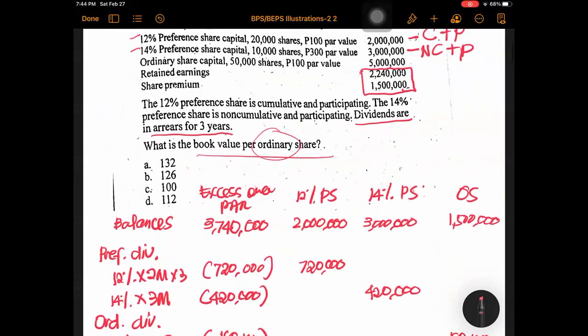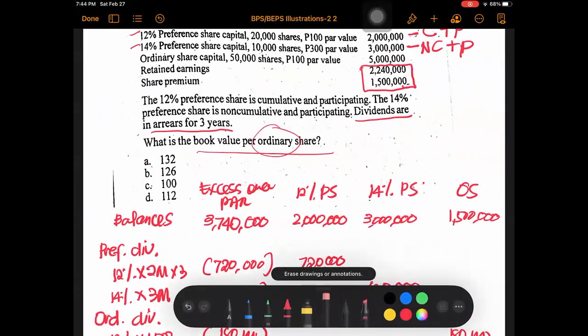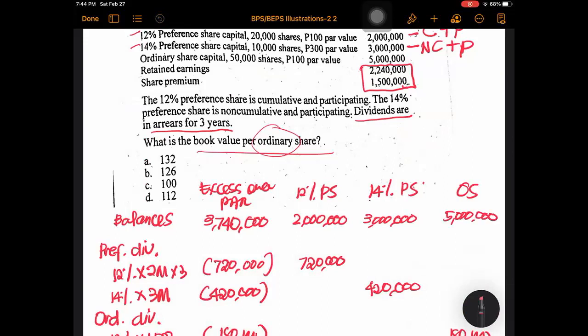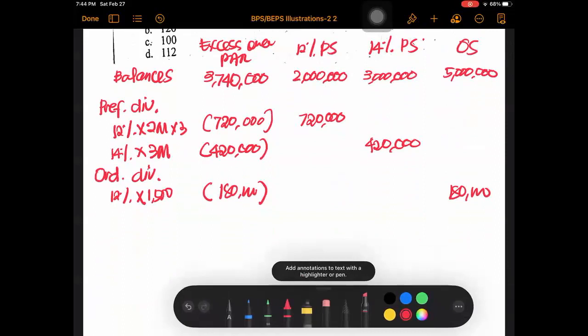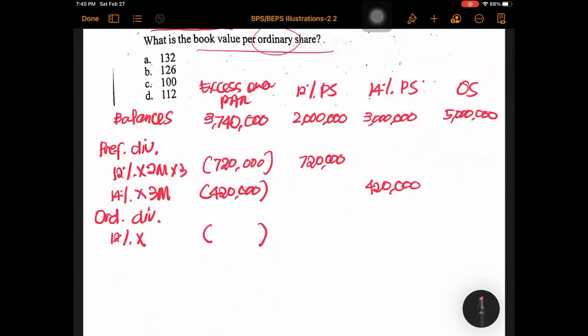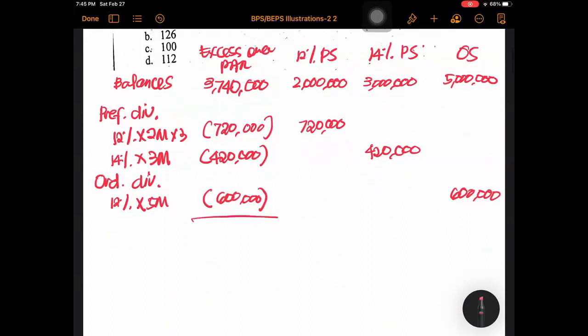Sorry, the ordinary share should be 5 million. So it's 5 million times 12%, that is 0.12 times 5 million, 600,000. Since they are participating, there is a balance subject to participation: 3,740 minus 720 minus 420 minus 600, which is 2 million.